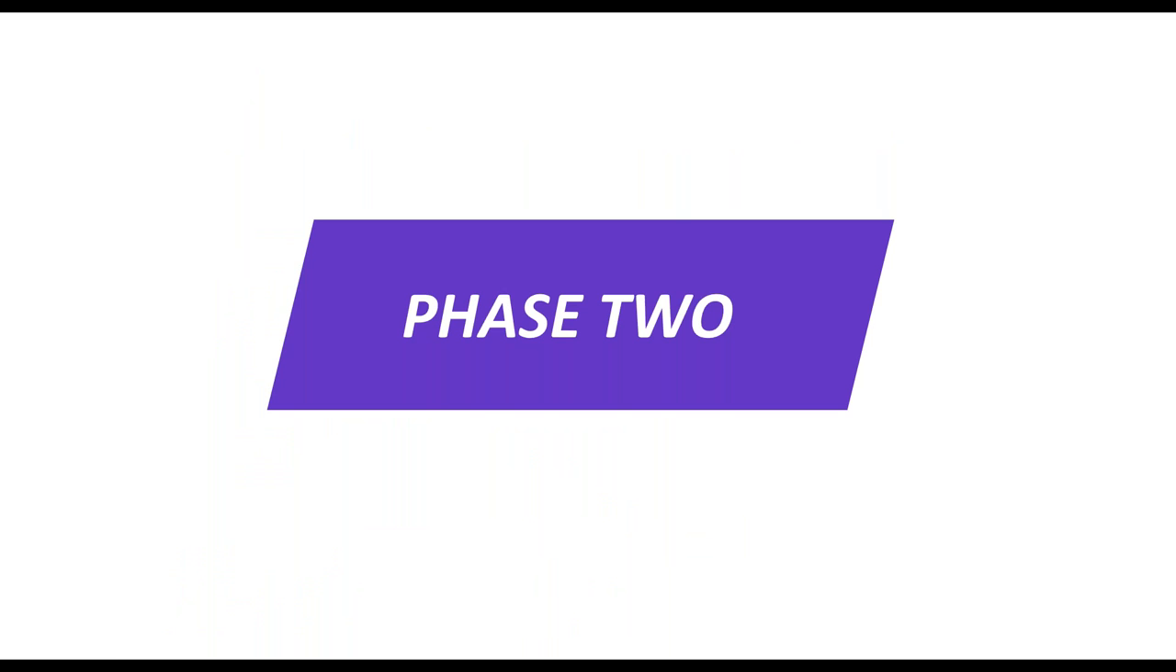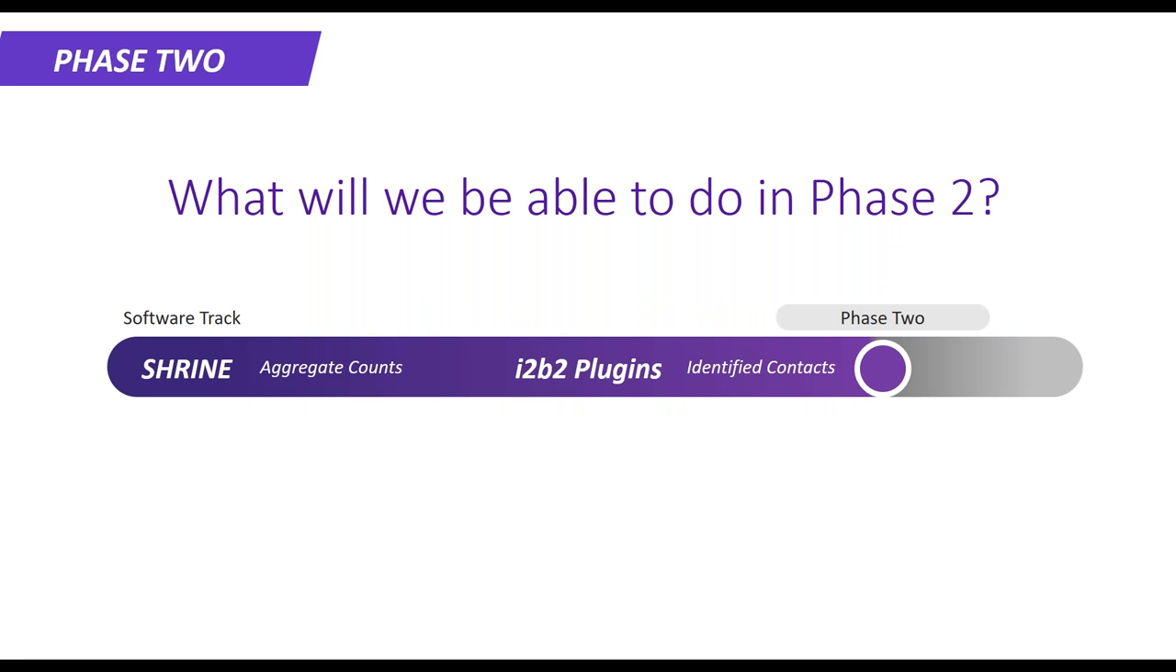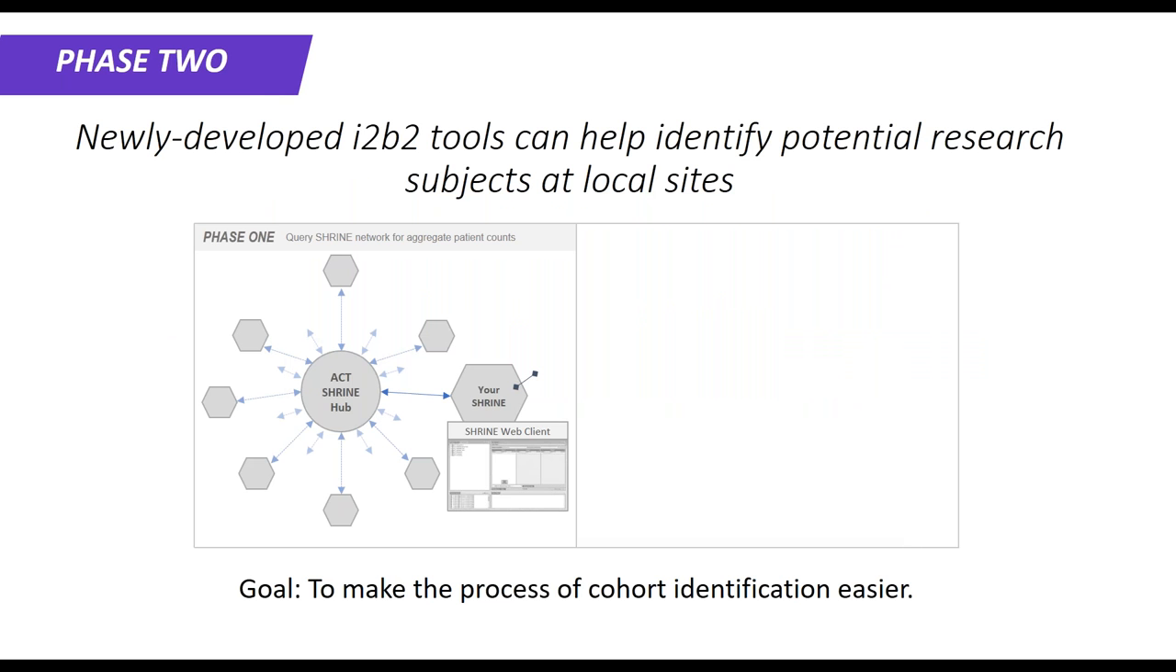Thank you, Vivian. Good afternoon, everyone. So phase 2, you have been hearing a lot about it all day, and let's get to it now. What is it? So according to the ACT software, here we are now in phase 1. We have our Shrine and I2B2 installed. A PI or any ACT user can run a query that goes around all the sites connected and gets back the result as aggregated counts to the user.